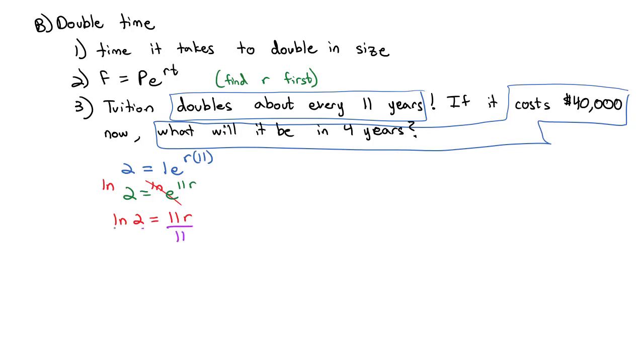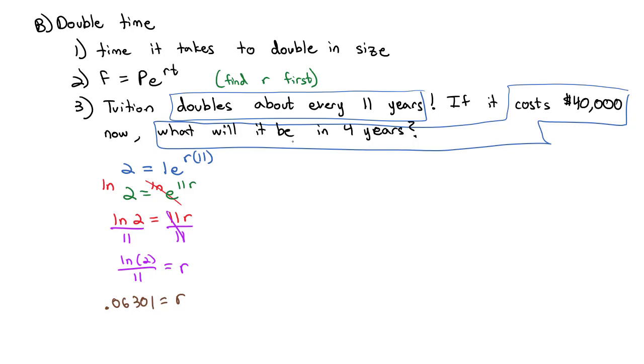I can divide both sides by 11, and I now know that R is the natural log of 2 over 11. Again, as I put it in my calculator, I'm careful to close parentheses, and I find out that R, my growth rate, is 0.06301. Now I'm ready to go to the next question.